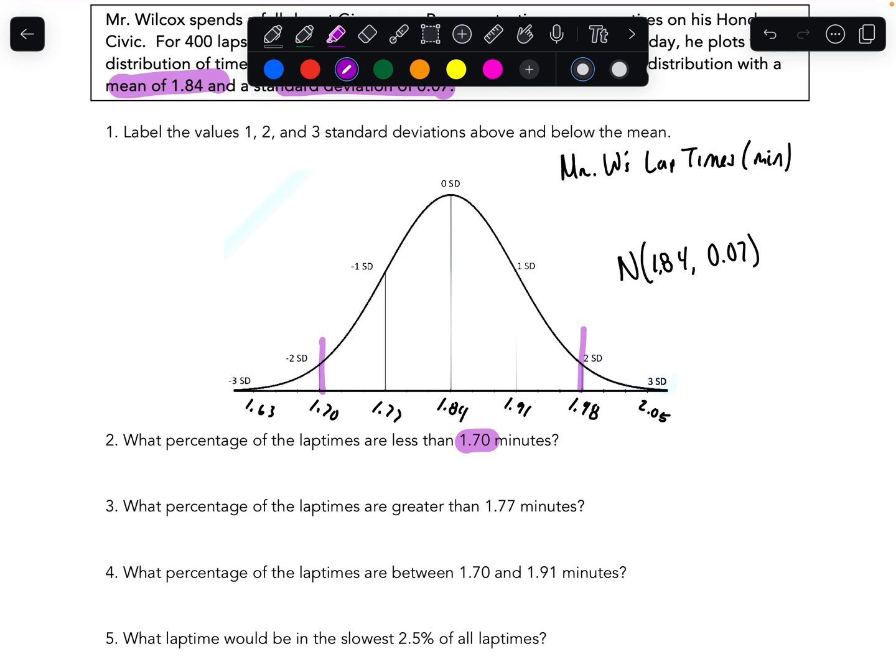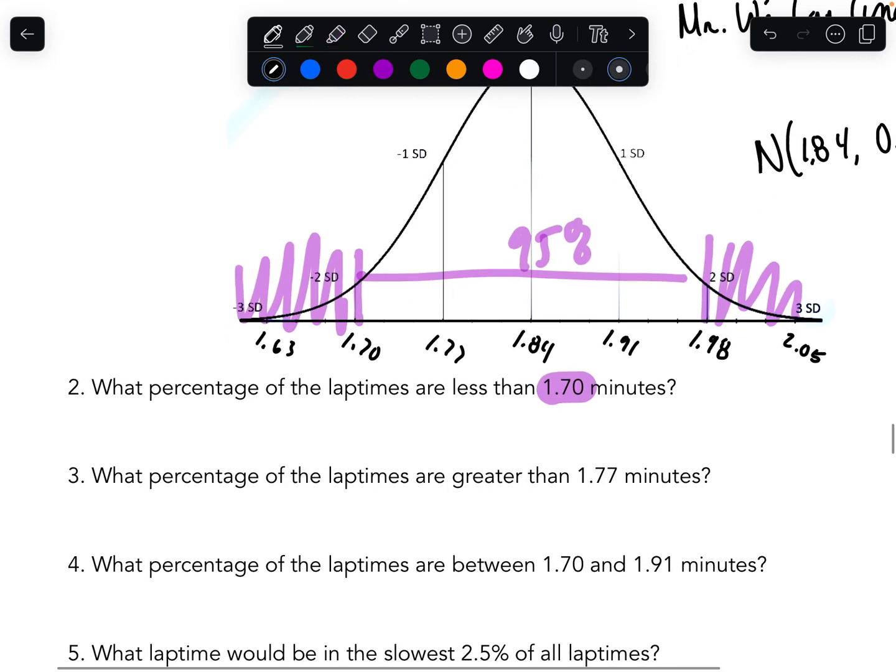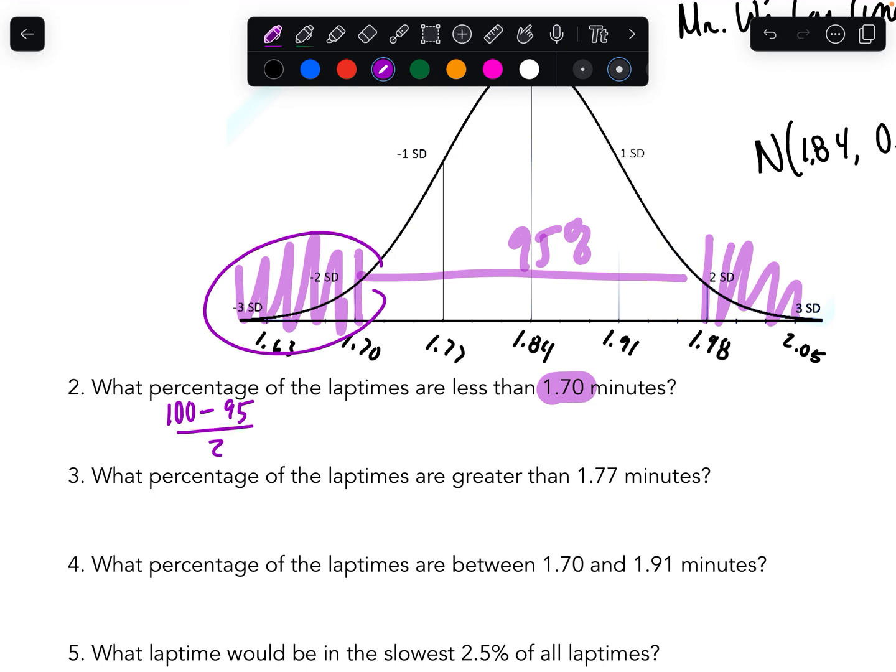And that's on the second standard deviation. We know that between the second two standard deviations is 95%, and so we're going to be on the outside of that. So we're looking at 5%. One way to think about this would be 100 minus 95. And since we only want half of the little wing there, we just want to divide that by 2, which of course is 5 divided by 2, which is 2.5. So that'd be 2.5% of the times are less than 1.7 minutes.